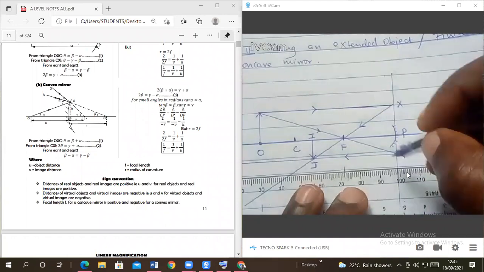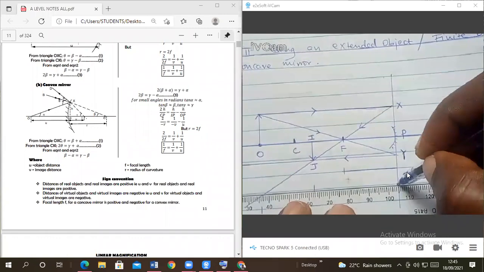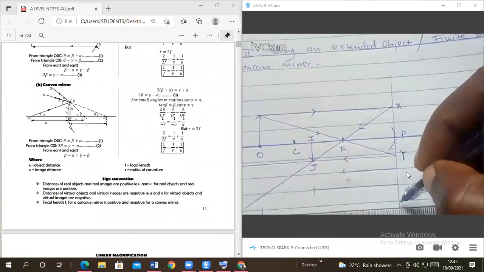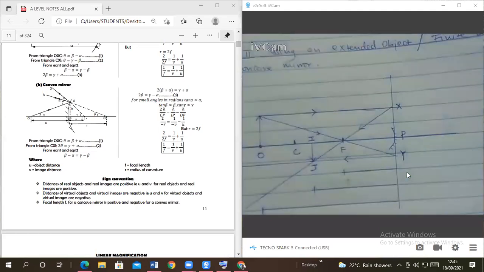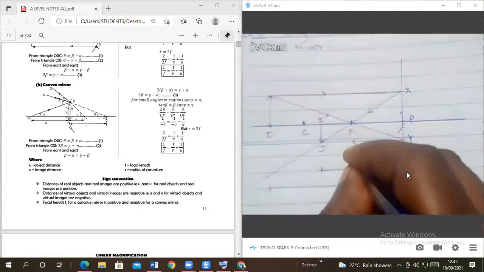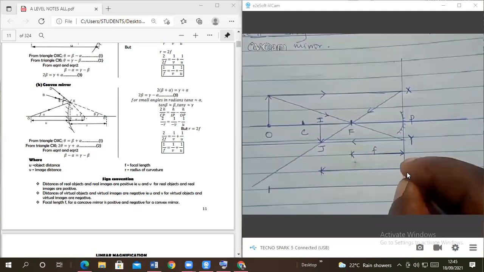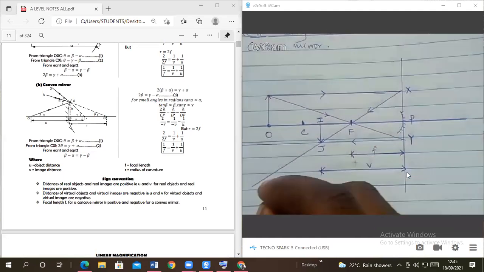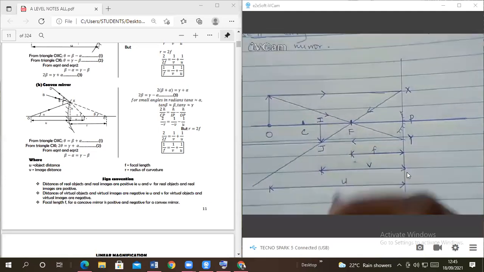So I'll draw straight lines to indicate that. Second one there. And the third one there, like that. Such that I can put my arrows and say this is F. This is V. And this is U.